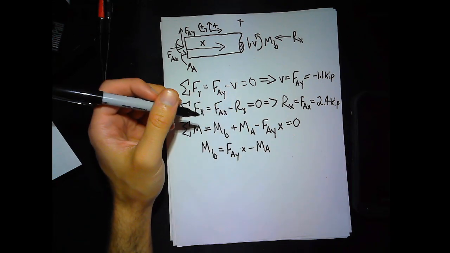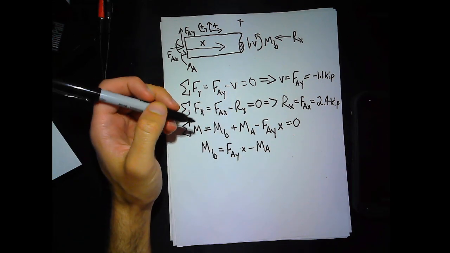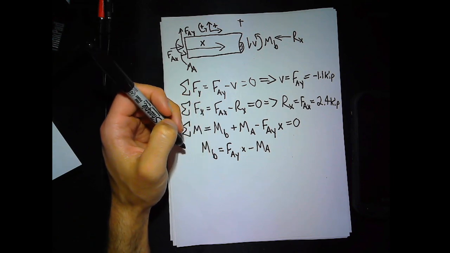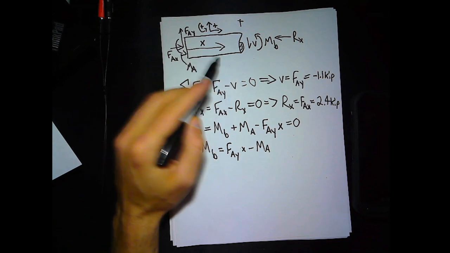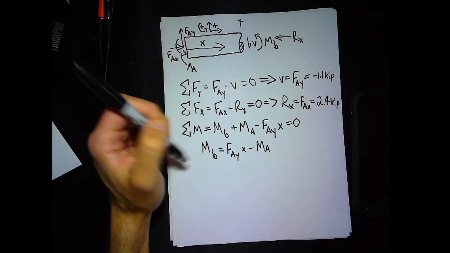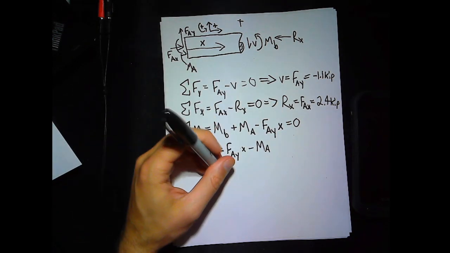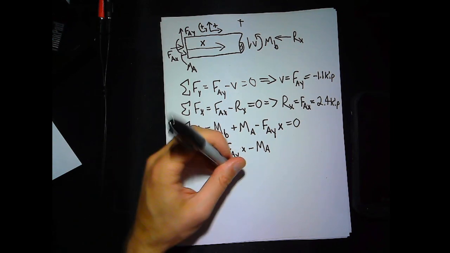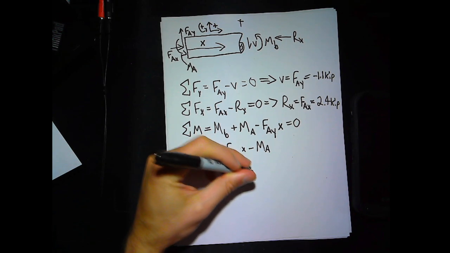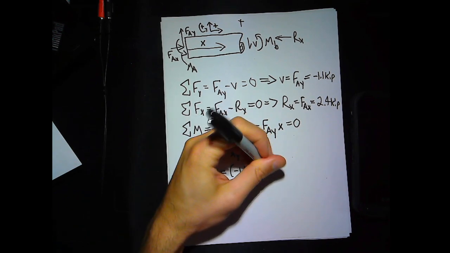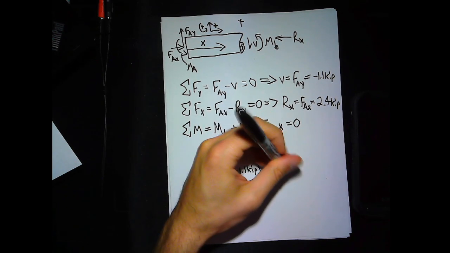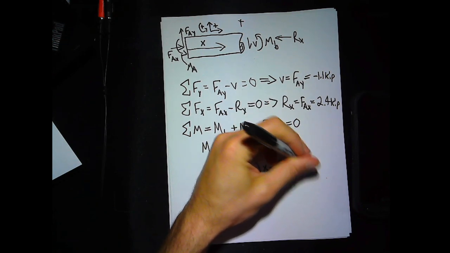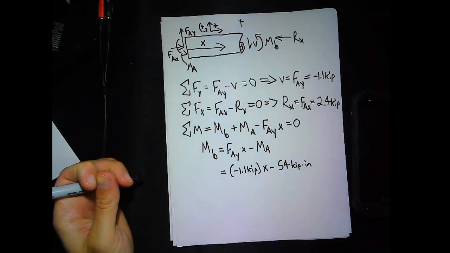Okay, and the fact that I don't have any numbers in this is fine. I expect my bending moment to be a function of X, because how far I am from a wall or a force matters. So this is okay. If I wanted to throw some numbers in, it would be something like FAY is negative 1.1 kip times X minus 54 kip inches. Okay.